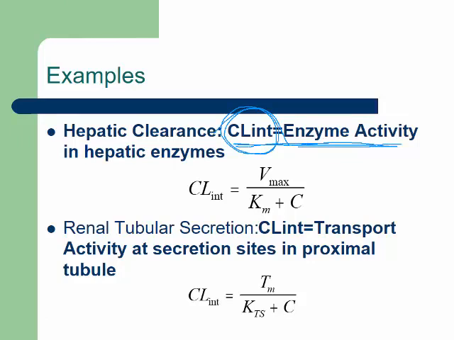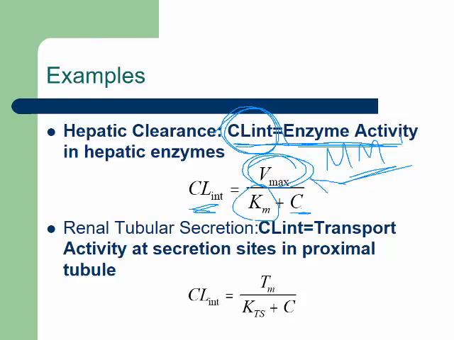Now, what determines that? Here's our intrinsic clearance. It is equal to Vmax over Km plus C. What does this remind you of? Hopefully Michaelis-Menten. Good old Michaelis-Menten. So Vmax, remember, is the velocity or the rate, the maximum rate at which this interaction can occur. Km is your Michaelis-Menten constant, and C is your concentration of drug. So Vmax in this case are the number of enzymes available to metabolize the drug. So it's the capacity of the system.